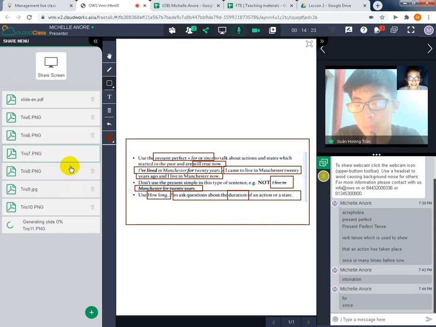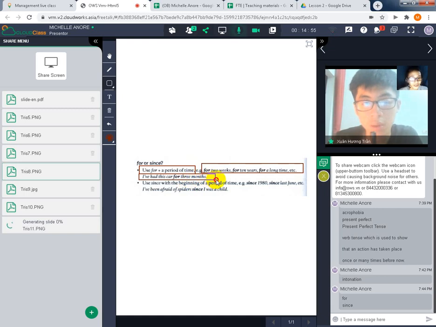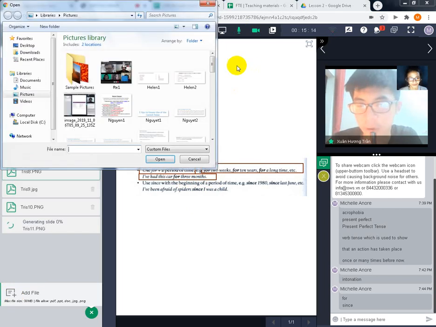So let's have the next one here. Okay, what about for or since? So you need to understand, use for plus a period of time. And also, we have here some examples: for 2 weeks, for 10 years, for a long time. Okay, so we have an example. I've had this car for 3 months. Okay, so Tris, can you give me an example sentence using for? She has suffered from depression for 10 years.